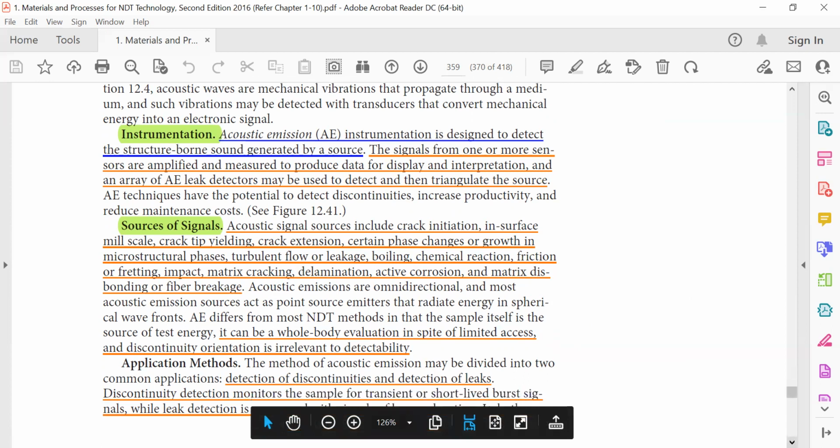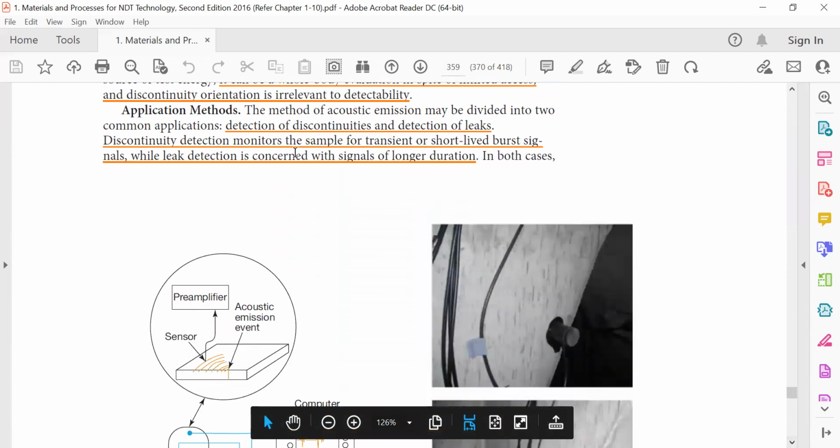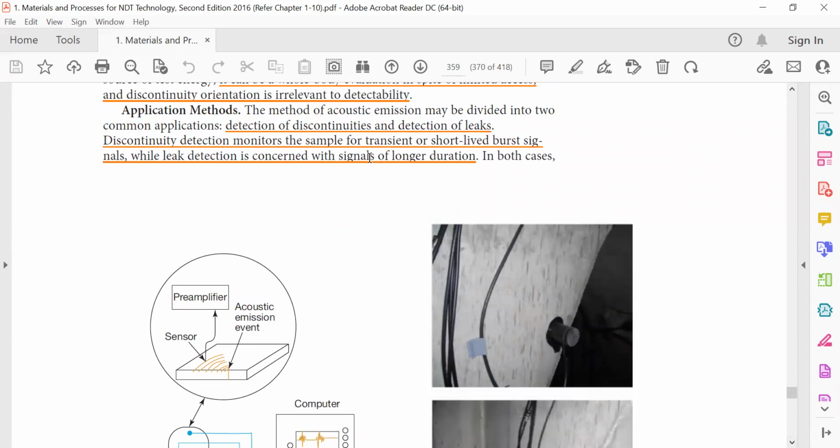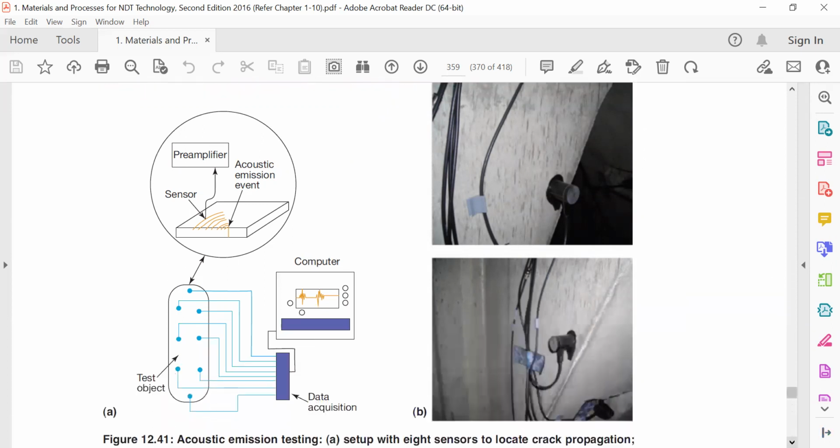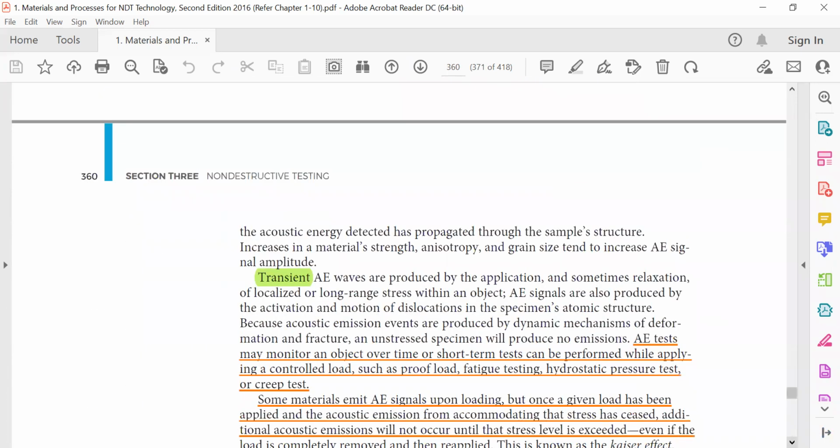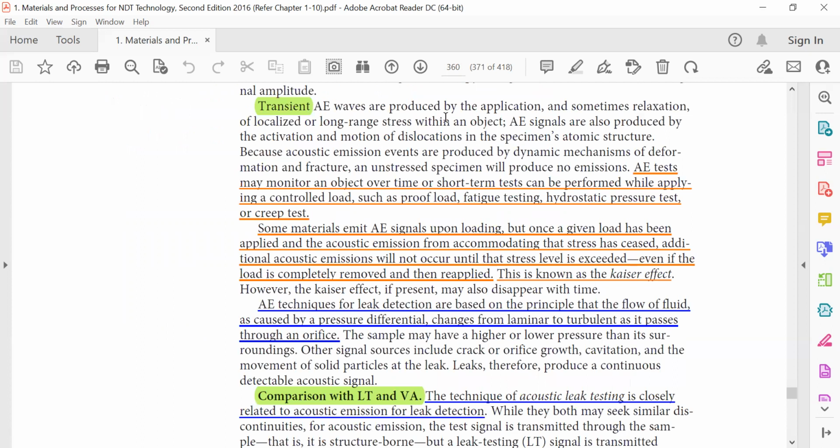Application methods: detection of discontinuities and detection of leaks. Discontinuity detection monitors simple or transient short-lived burst signals, while leak detection is concerned with signals of longer duration. In both cases, AE waves are produced by applied stress, sometimes relaxation. An AE test may monitor the object over time, and short-term tests can be performed while applying controlled loads such as proof load, fatigue testing, hydrostatic pressure test, or creep test.